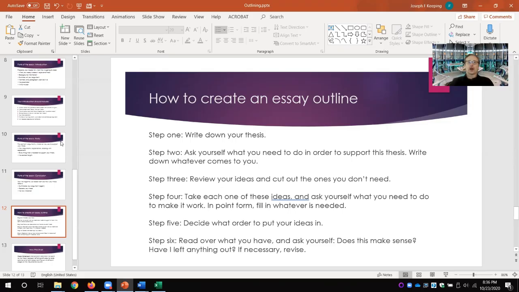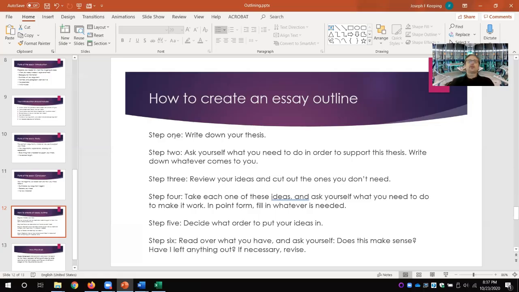So here on this slide, you can see the steps. It's a 6-step process. I'm going to read each one of these out now, but you're going to get a better idea of how they work when we actually go through them. The first step is to write down your thesis. You can write it down by hand, you can type it into your computer, doesn't really matter. You can copy paste it from somewhere else if you want.